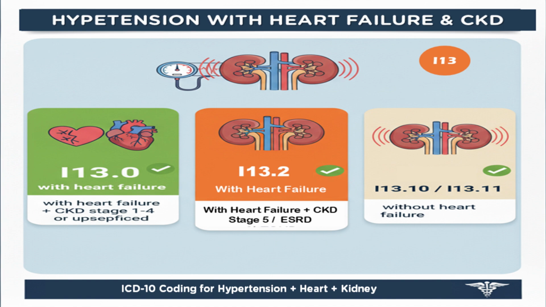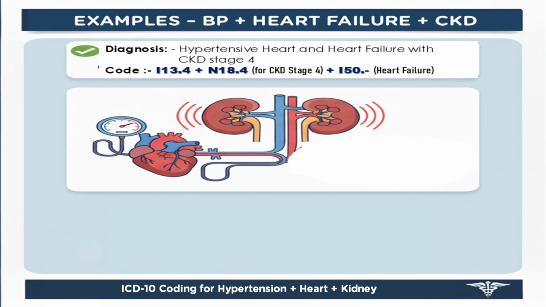Let's tackle one of the most comprehensive coding scenarios, when a patient is diagnosed with hypertension impacting both the heart and the kidneys. This requires a three-part combination. Consider this diagnosis: hypertensive heart disease and heart failure with CKD stage 4. Because the patient has heart failure and CKD, we look to the I13 series. The coding requires 3 distinct codes.